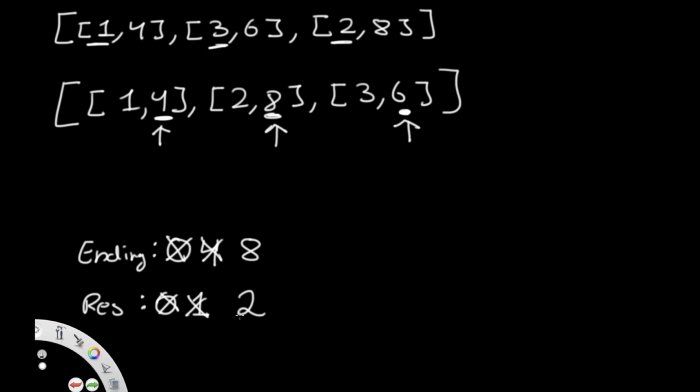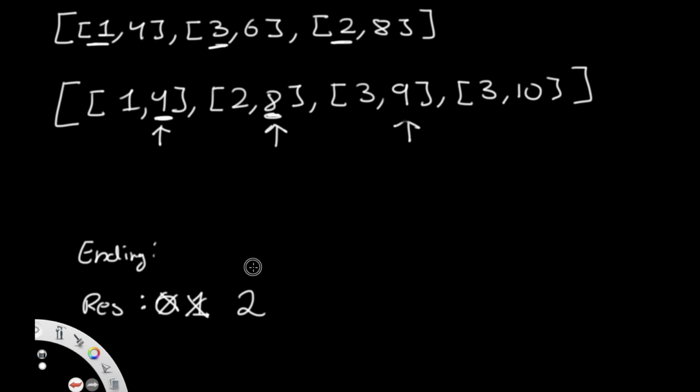But now let's add one more interval to see why this might not be right. I'm also going to change this value over here to 3, 9, and let's add one more interval of 3, 10. So this is going to be our new intervals. Let's start from the beginning, so everything starts off at 0: result is 0, ending is also 0. Let's go through this real quick.